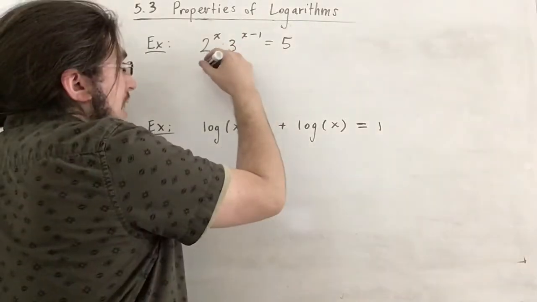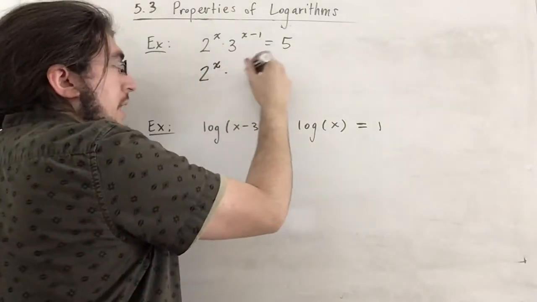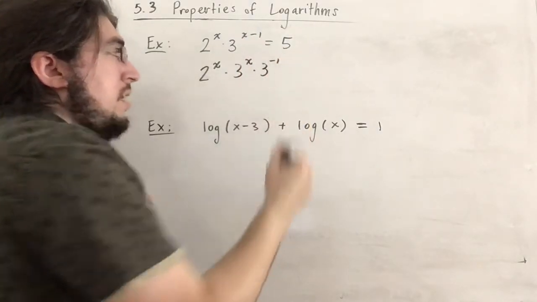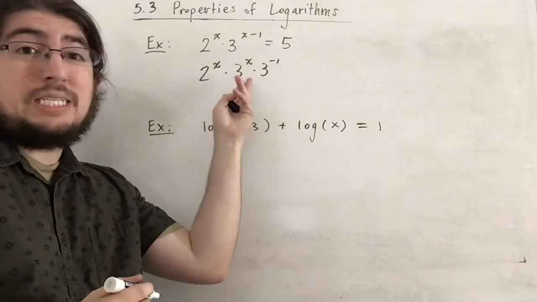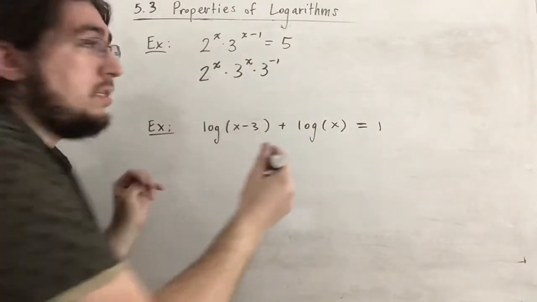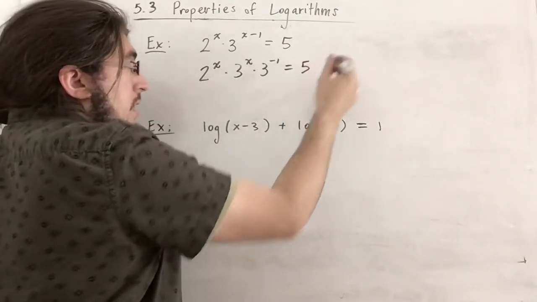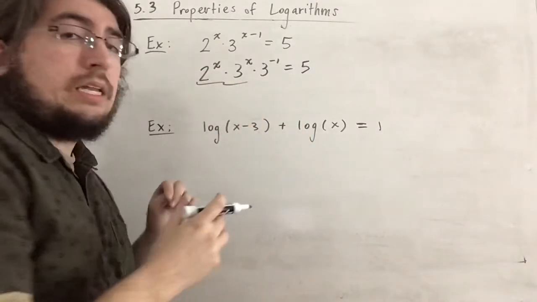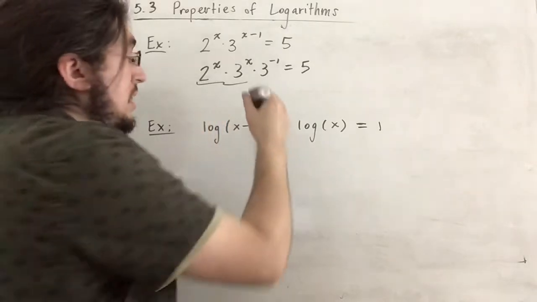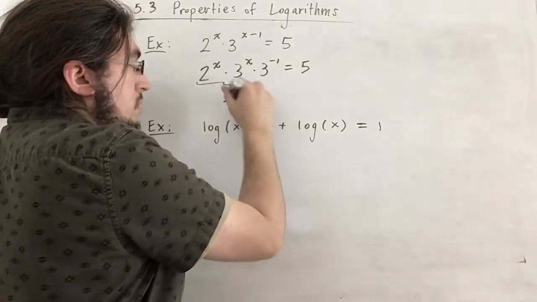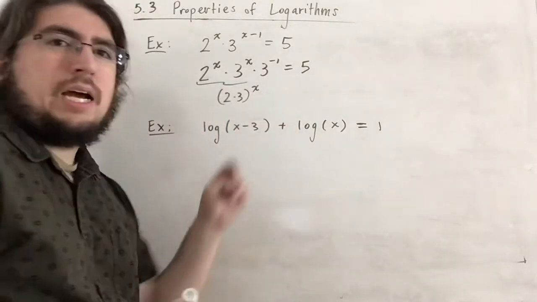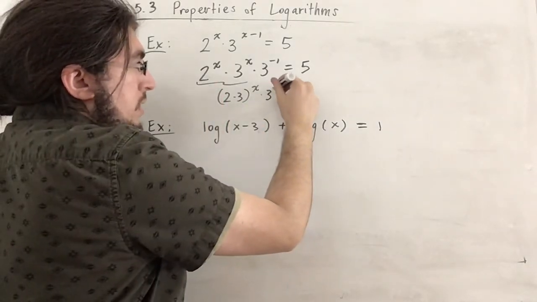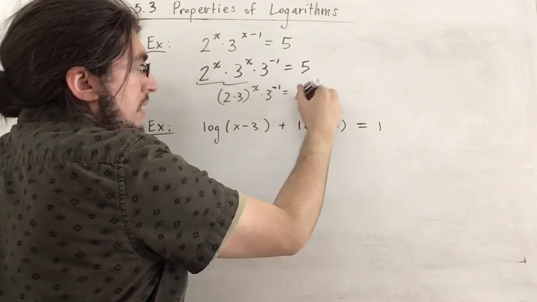So if we split the second one up, 2 to the x stays the same, but we split this up as 3 to the x times 3 to the negative 1. Notice this makes sense because when you bring these together, it's 3 to the x minus 1, because the powers add, equals 5. Here, there is actually an exponent rule for this. This is just 2 times 3, all to the x. This is like distribution of powers amongst a product, times 3 to the negative 1 equals 5.